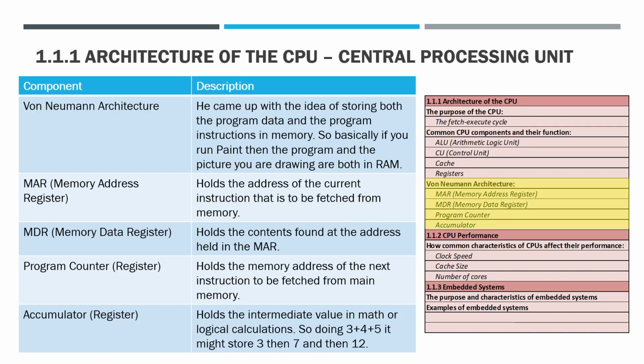So you'll hear about this von Neumann architecture a lot. Essentially, he came up with the idea of storing both the program data and the program instructions in memory. So before, if you were, say, running Paint, although I didn't have Paint then, but let's just say you were, Paint would not be loaded into RAM. That would be running off your secondary storage, and only the image you were drawing would be stored in RAM.